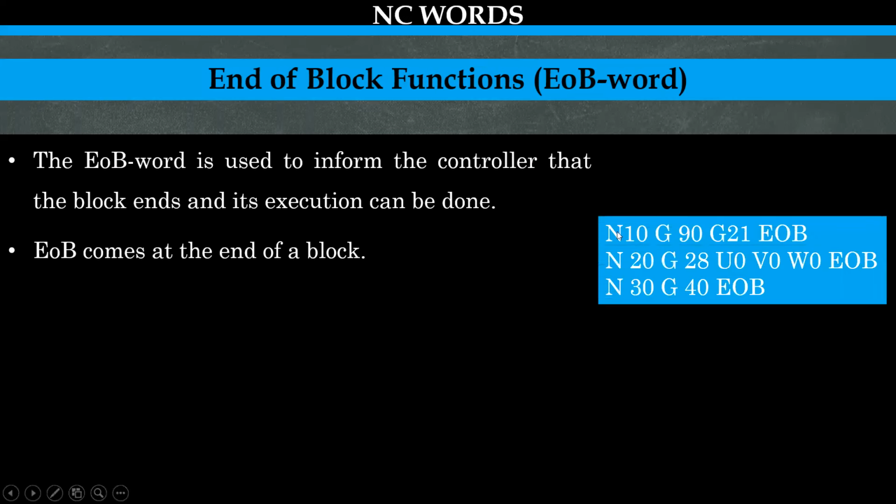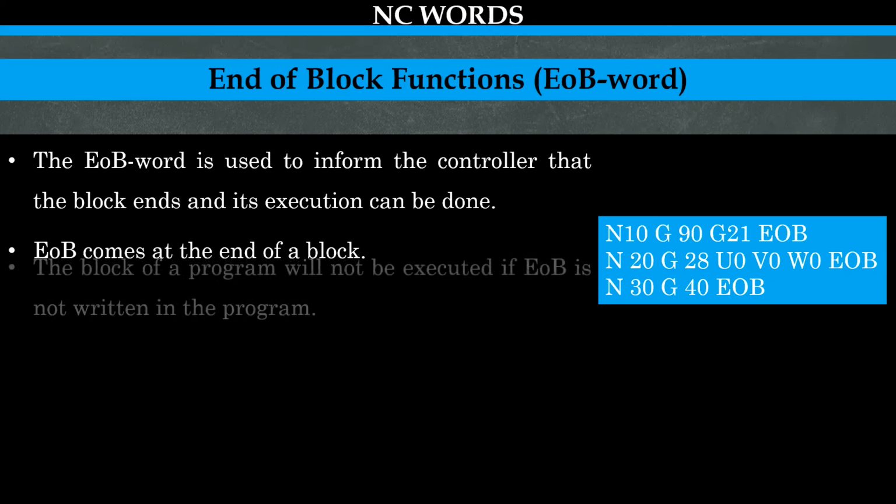When the controller reads the block, it reads like this: N10, G90, G21, and it will search for EOB, end of block. As it searches and finds the end of block, the particular block can be executed. If it does not find the end of block, then the block of instruction will not be executed and some error will be prompted in the program.